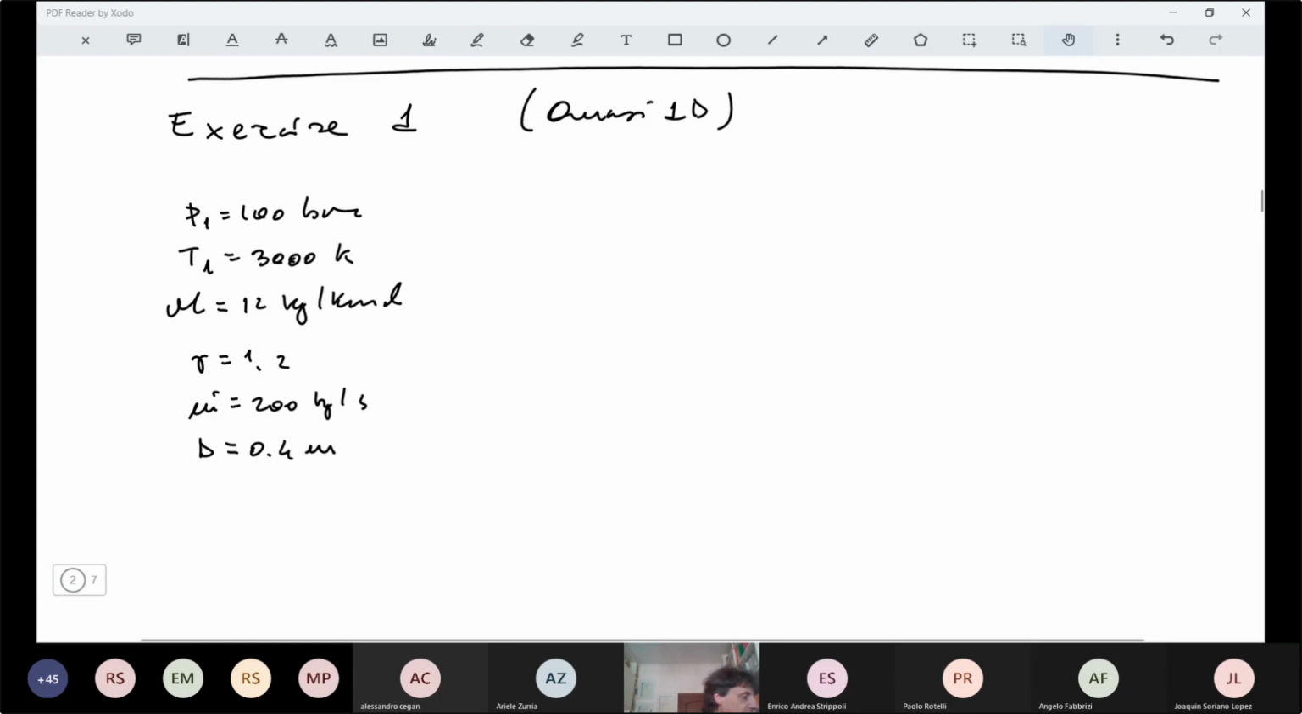We would like to evaluate now what D2 will be, the diameter of the exit section where the Mach number is equal to 0.7. I would like then to discuss what happens if we assume that D2 is equal to 0.2 meters.